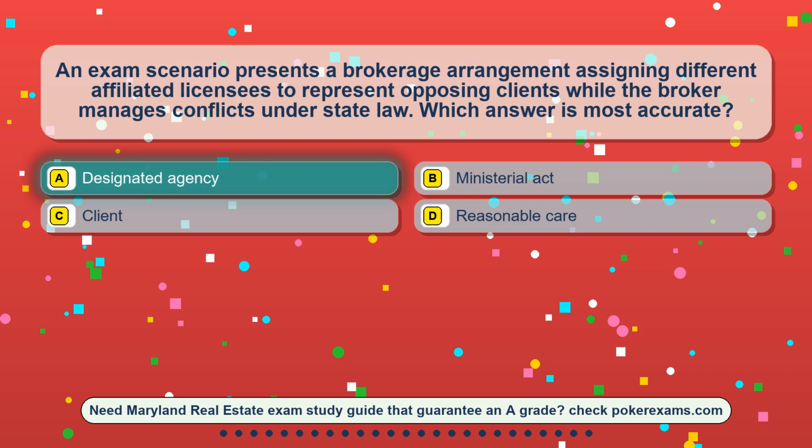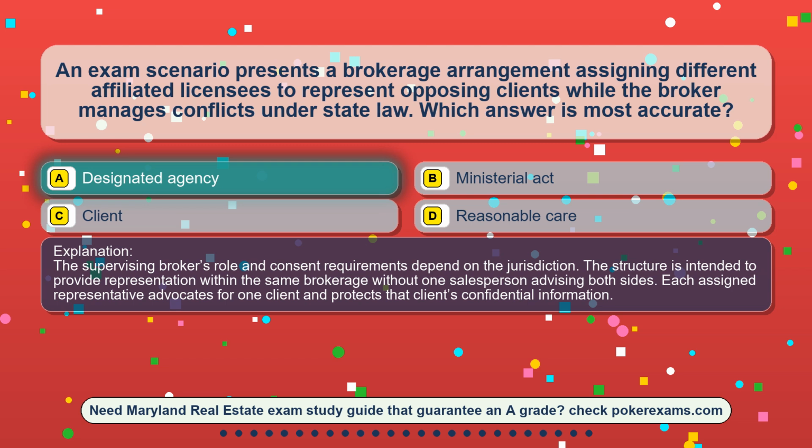The correct answer is option A, designated agency. The supervising broker's role and consent requirements depend on the jurisdiction. The structure is intended to provide representation within the same brokerage without one salesperson advising both sides. Each assigned representative advocates for one client and protects that client's confidential information.